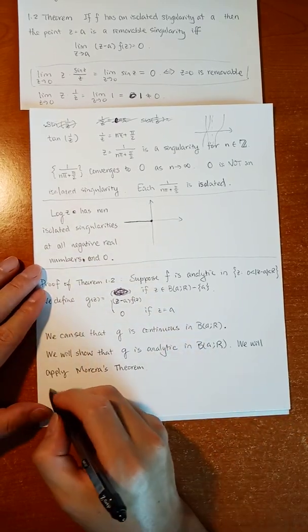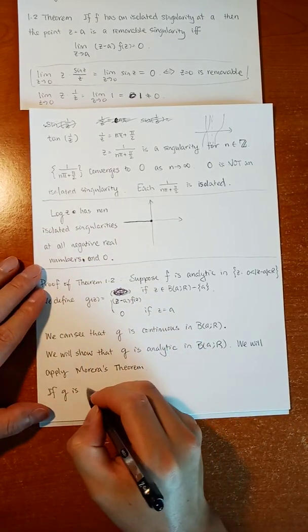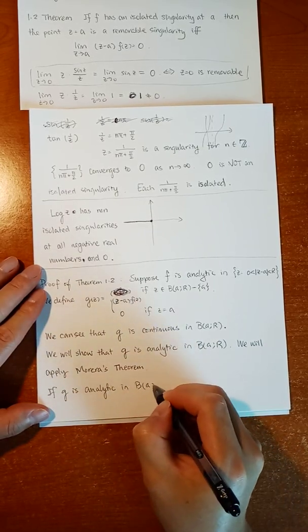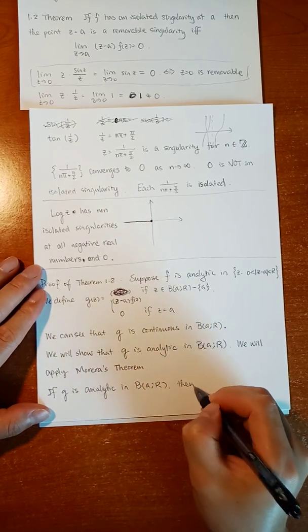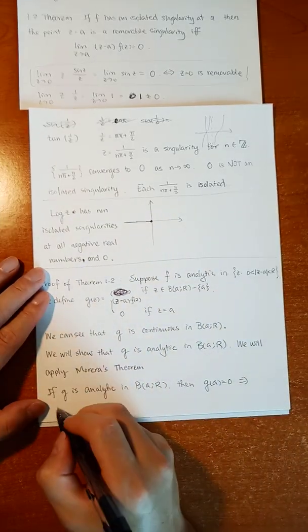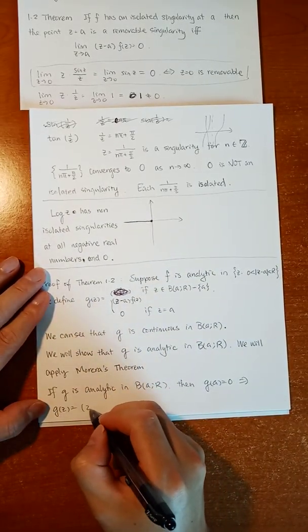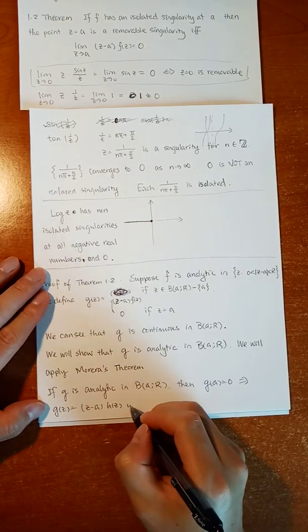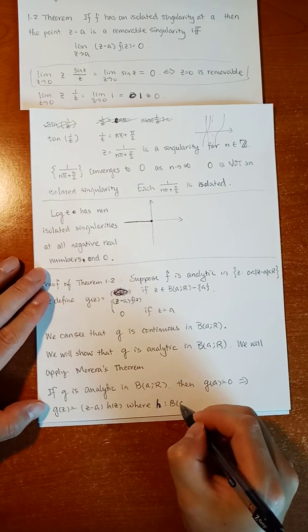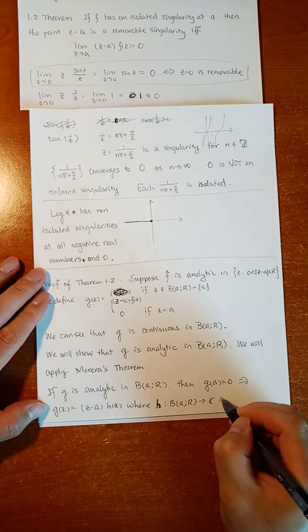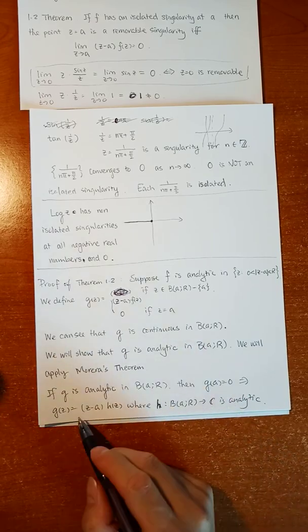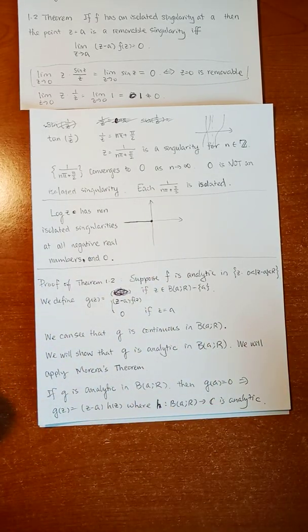Now let's see, assume g is analytic in the open disk, then what? Then g of a equal to 0 implies g of z is equal to z minus a times h of z, where h from this open disk to C is analytic. Right? We know that whenever you have a zero, you can factor out a factor z minus a.